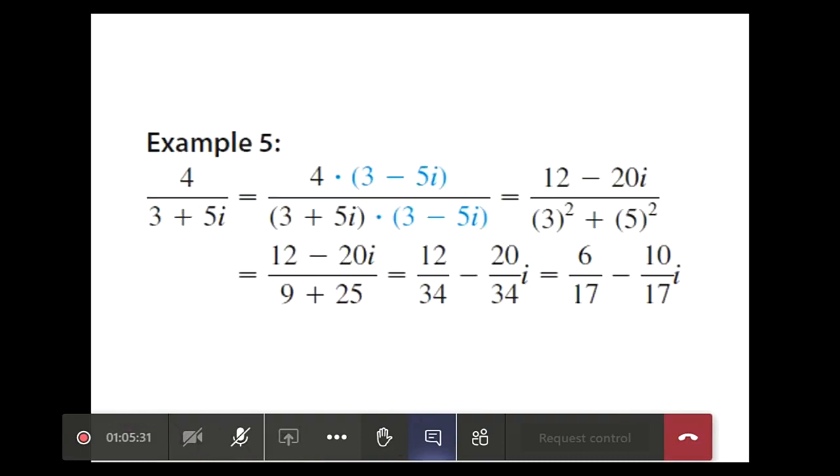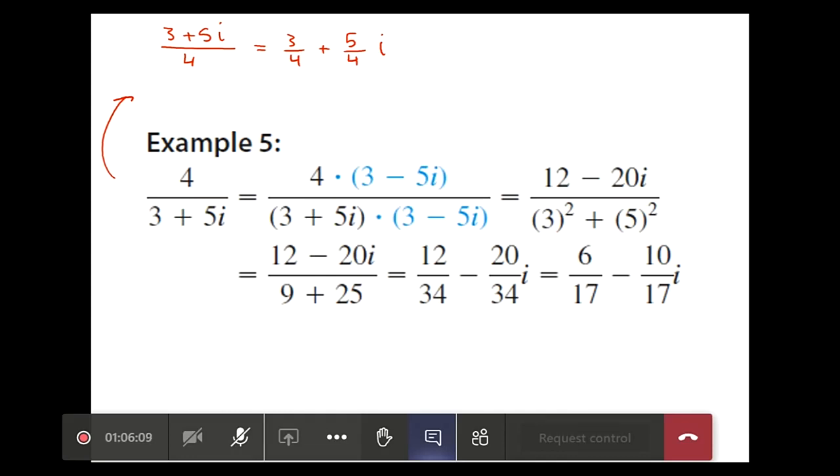If we don't have a complex number in the denominator, there is no need for the conjugate, no need for anything. For example, if we have 3 plus 5i over 4, there is no need to multiply by the conjugate. This is direct. This is 3 over 4 plus 5 over 4i. This is the answer. If we divide a complex number over a real number, no need for the conjugate.